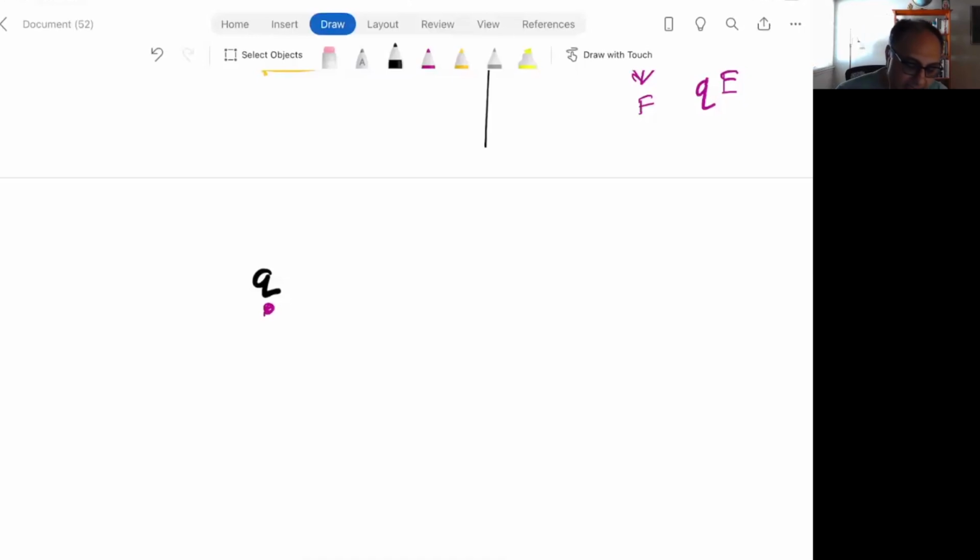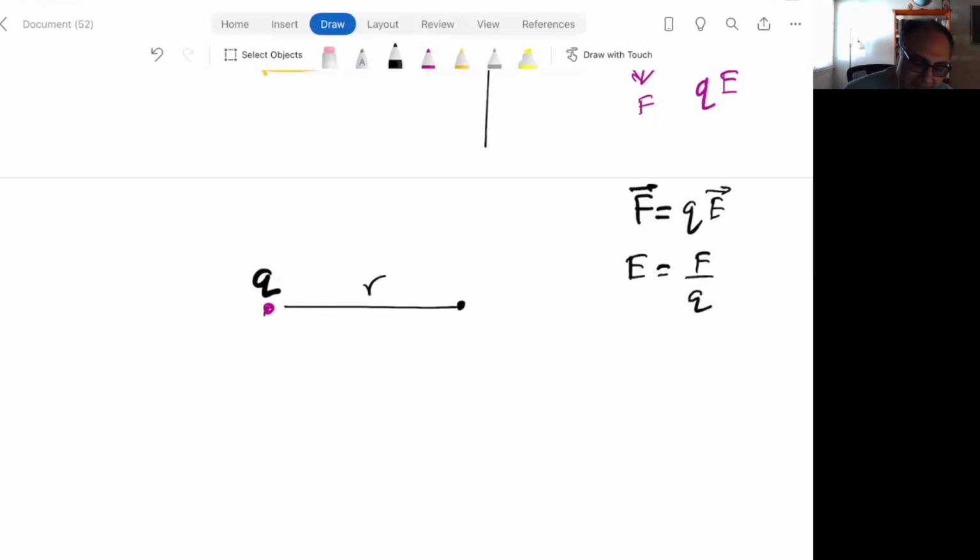So if I'm at a location R over here, at a distance R from the charge, I want to know what is the electric field that this charge produces at this location. That's what I'm trying to find out right now, right? So how do I do that? What I can do is use this formula, F is equal to QE again. And so I can write E as F divided by Q, same thing. So E is equal to F divided by Q.